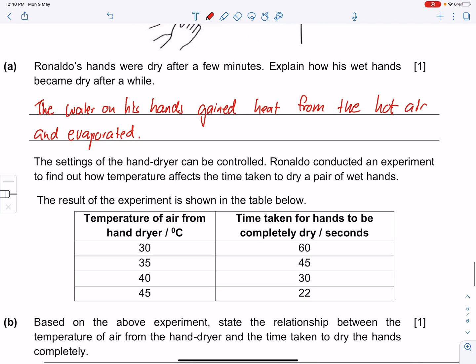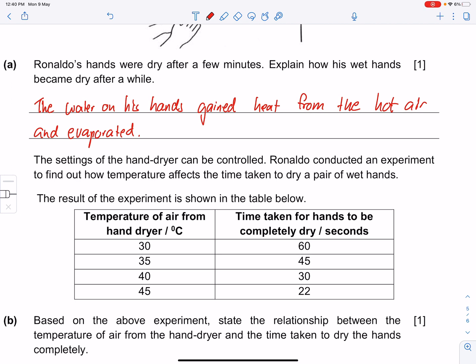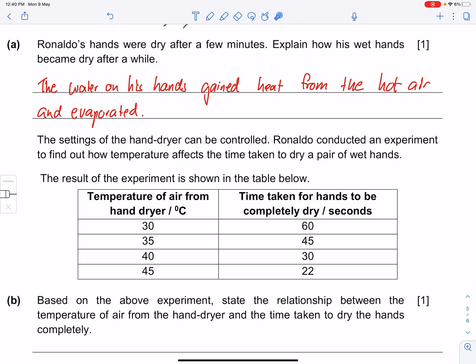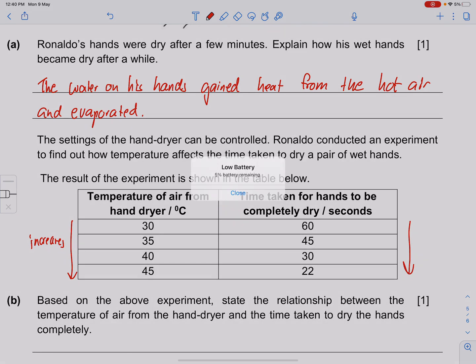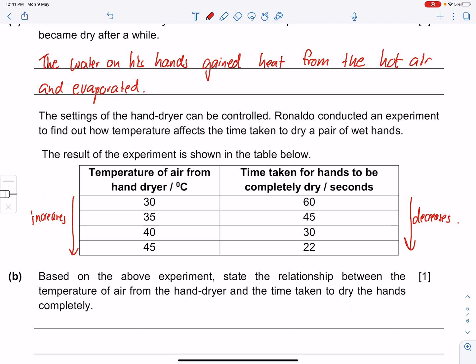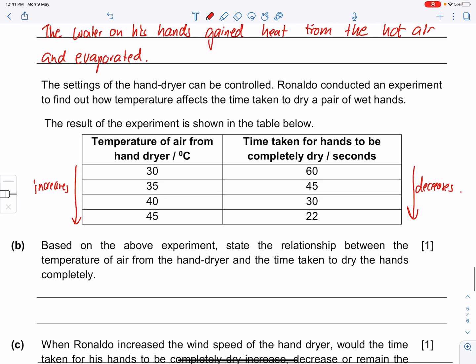Then they tell you they conducted an experiment to find out how temperature affects the time taken to dry a pair of wet hands. Obviously, looking at the trend, as the temperature increases, the time decreases. Write this down so that you know it is an inverse relationship. That means when one goes down, the other goes up.